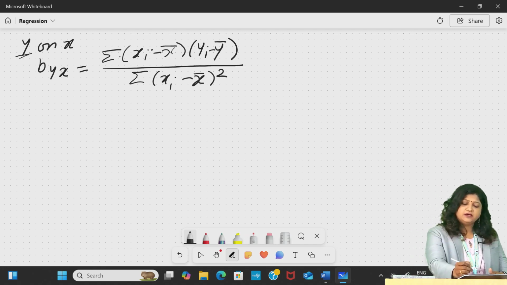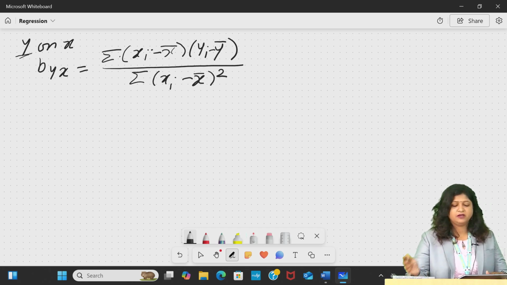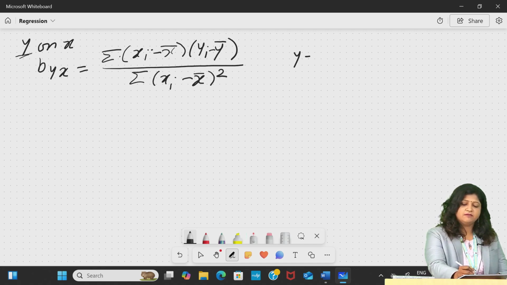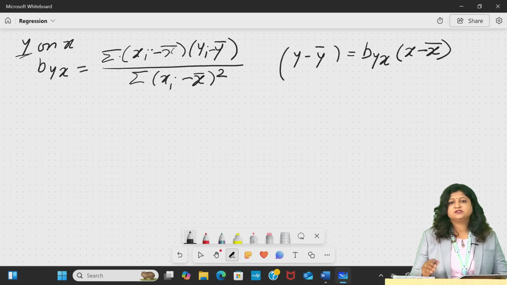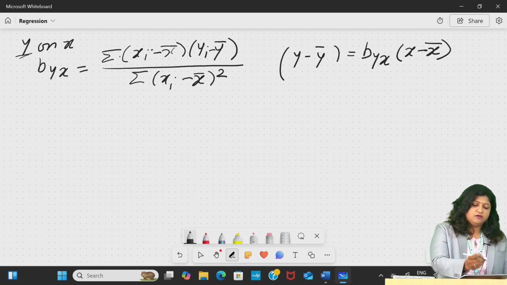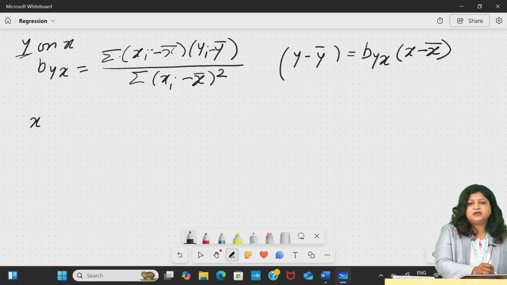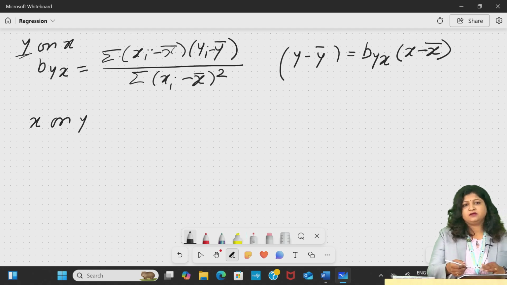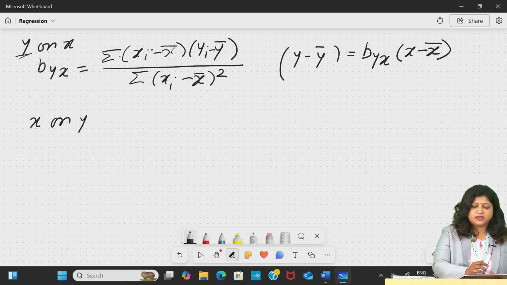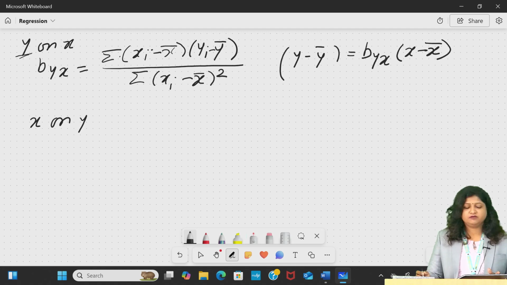So the corresponding regression equation for y on x is y minus y bar is equal to byx into (x minus x bar). So this is the corresponding regression equation. Now what will be the regression equation when x is dependent on the y variable? The same thing gets inverted in the case of the equation, but in the case of the coefficient things are a little bit different. There is only a change in the denominator.